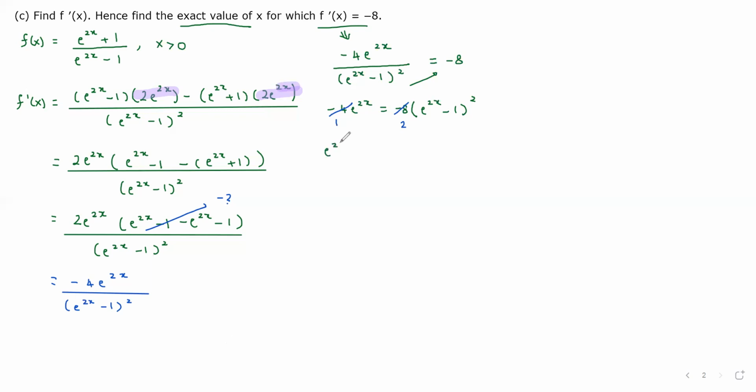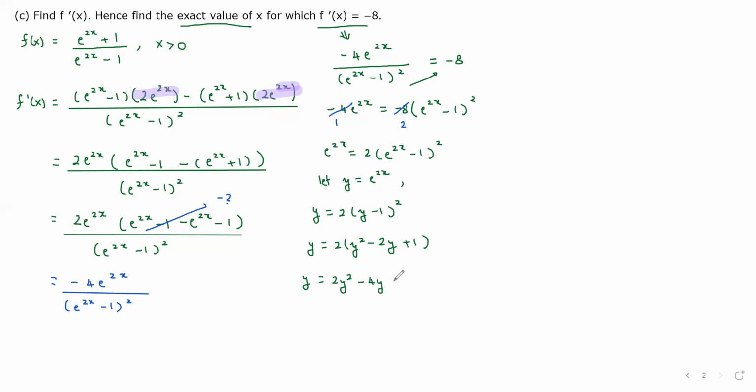We have e to the 2x on the left, and we have 2 times the square of e to the 2x minus 1 squared. We can let y be e to the 2x. Then we have y equals 2 times y minus 1 squared. We can now expand so that y is 2 times y squared minus 2y plus 1, and y is 2y squared minus 4y plus 2. Rearranging, move everything to one side.